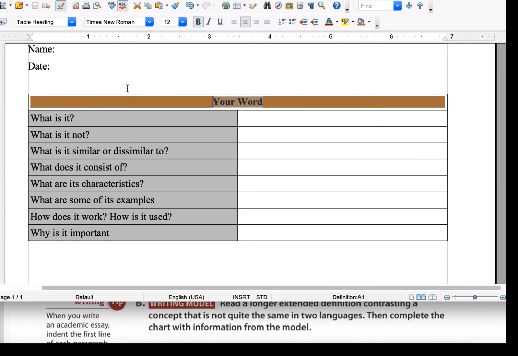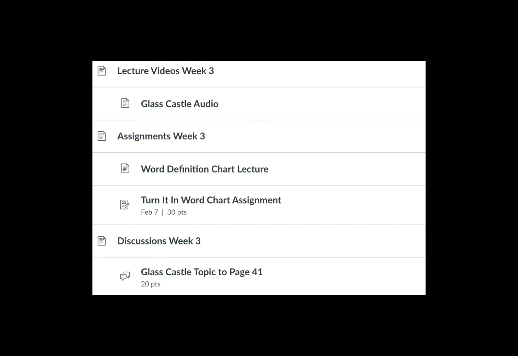All right, I hope you find this helpful. This is going to be due in about 1 week. I might give it 1 week to 10 days just to make sure that you guys are really working hard on this. And you will be able to turn this in the assignment area in the course. So when you go to turn in your word chart, you're going to go into the modules, go under week 3, and then move down to assignments week 3, and then you'll see here, turn it in word chart assignment. You're going to click on that, and a new screen's going to open.